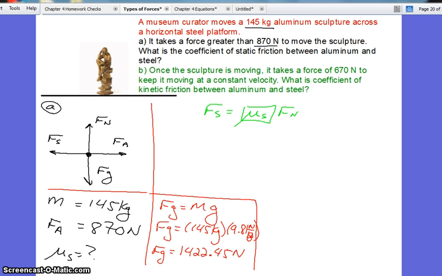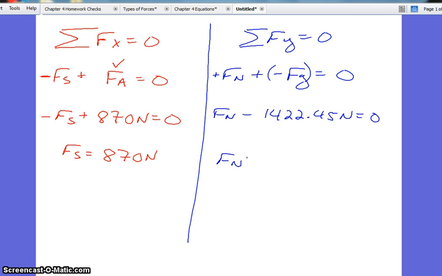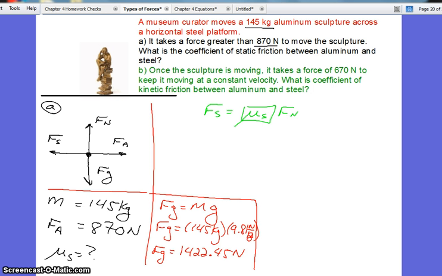Looking in the y direction, we see that we have two forces in the y direction, normal and gravitational force. So the sum of those is 0. But again, we want to look at positives and negatives. Normal force is up, so that is positive. Gravitational force is down, so that is negative. And we solve for that gravitational force. It is 1,422.45 newtons. So therefore, our normal force is also 1,422.45 newtons.